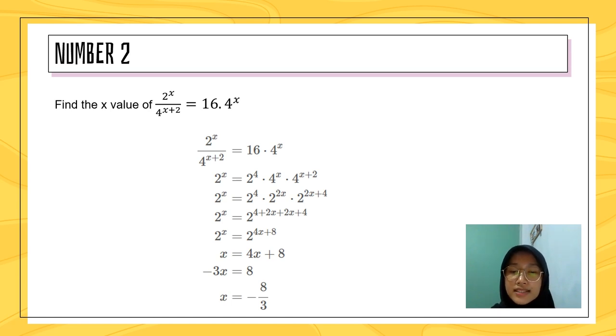Because the base are same, we can equal the exponent. So we get x equals 4 times x plus 8. And then negative 3 times x equals 8. And finally, we get x equals minus 8 over 3.